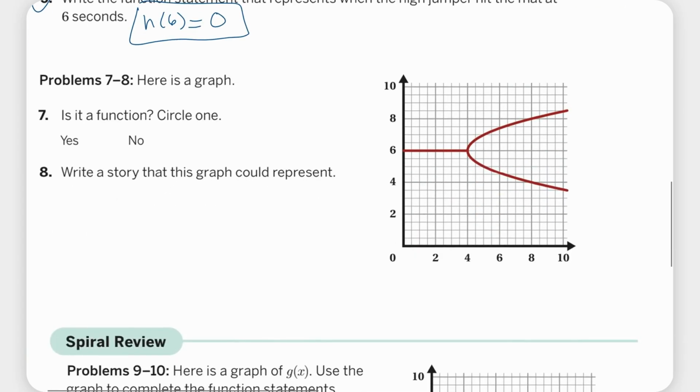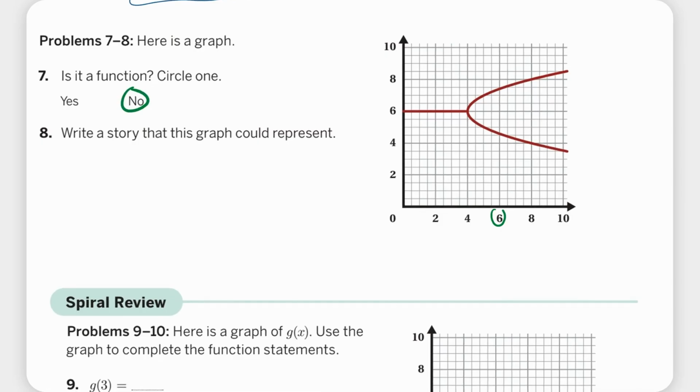Next one's here, problem 7 and 8. Here is a graph. Is it a function? First of all, I would say no, because if I'm looking at, let's say, 6 seconds here, I see that there is an output a little above 4 and an output here a little below 8. And so one input, an input of 6, has two different outputs. And so that would mean that it is not a function.